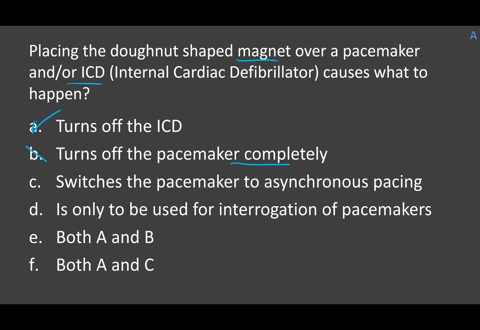Does it switch the pacemaker to an asynchronous pacing function? Yes, it does. Do we only use the magnet for interrogation of pacemakers? That's not true. We actually use it for a multitude of things. So that's an inaccurate statement, which then just leaves us with the answer A and C.